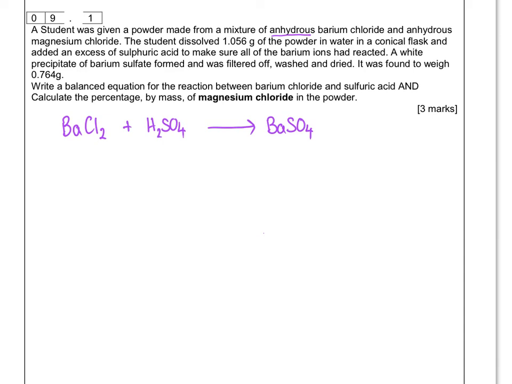And we're also going to form hydrogen chloride, because we've got the hydrogen from the acid and we've got the chlorine left over. Now I've got to make sure that's balanced. The bariums are balanced, the chlorines aren't. Let's put a 2 there. Hydrogens are now balanced and the sulfates are now balanced. So we have a balanced equation.